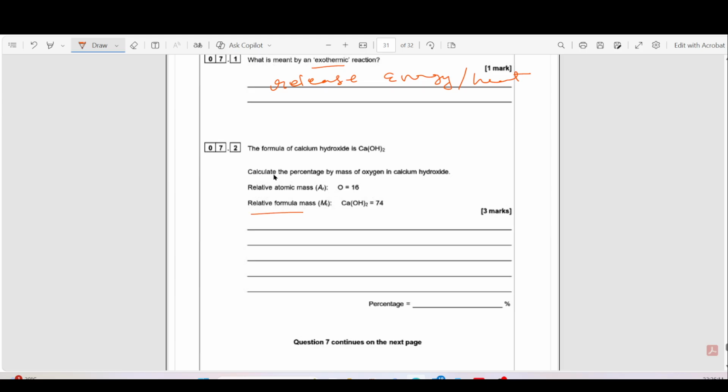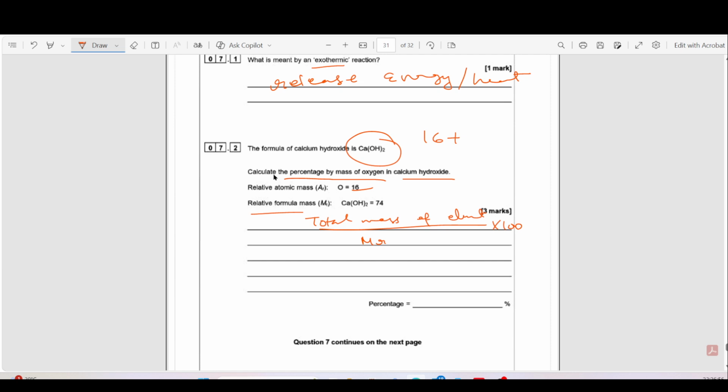Relative formula mass is given. We have to calculate the percentage by mass of oxygen in calcium hydroxide. So the formula is total mass of the element over relative formula mass, which is Mr, times 100. So the total mass, we can find it because we have this calcium hydroxide, right? And calcium atomic mass is 40, plus OH is given again.